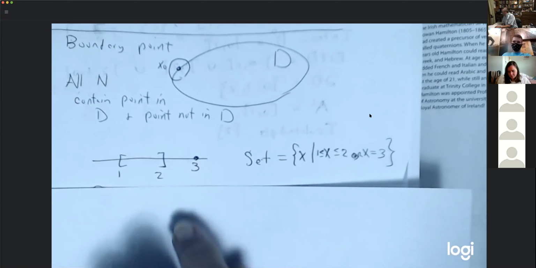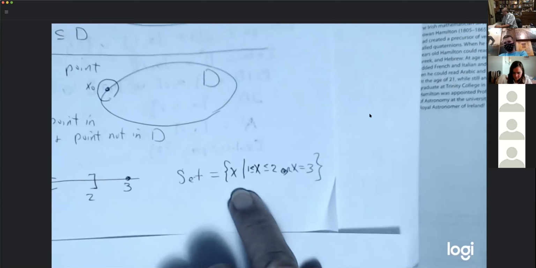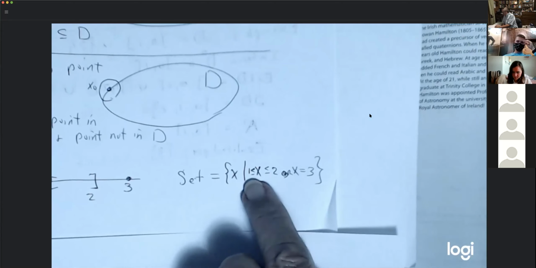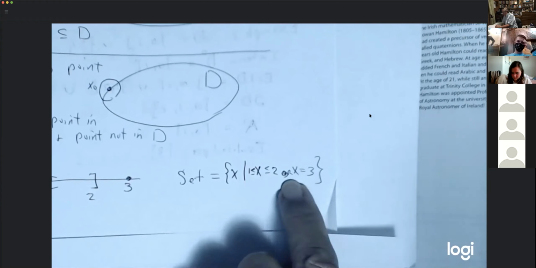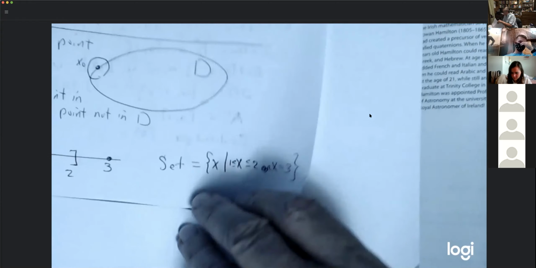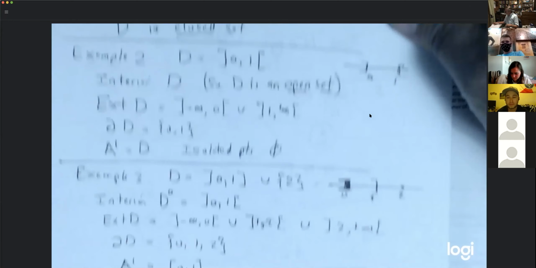Okay. So now, to try to describe this set, it's the set of X such that. The straight line always means such that. X is between 1 and 2, and greater than or equal, less than or equal, that has to do with including, or X equals 3. That's how I would describe it. Now, I'm going to turn the page over and try to explain some things.